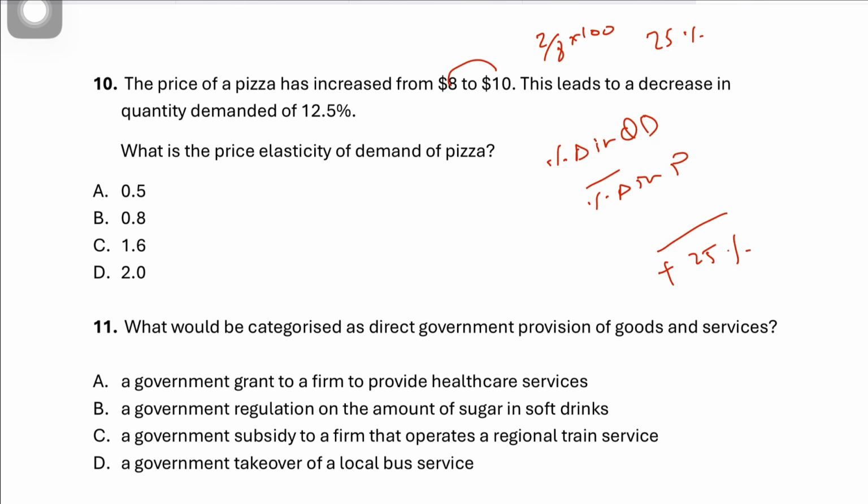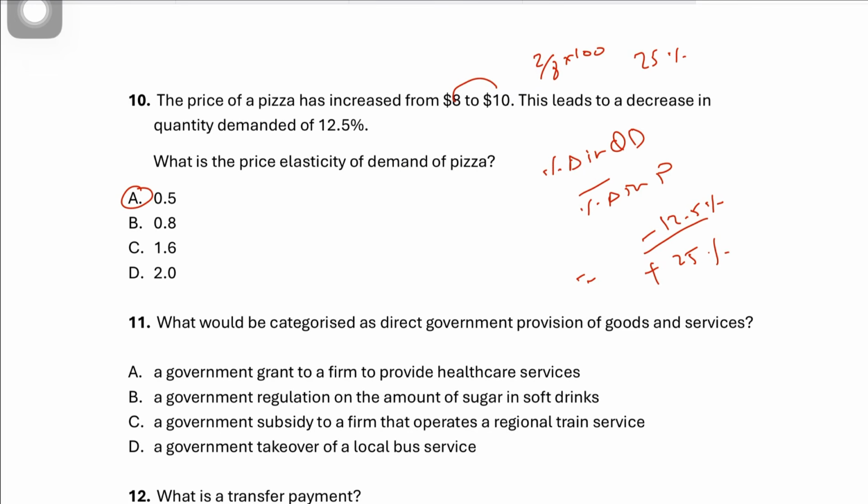It's going up by 25%. So the quantity demanded is going down by 12.5%. The PED has to be what? 12.5 upon 25, it has to be 0.5. That's what makes 10A for alpha the correct answer.